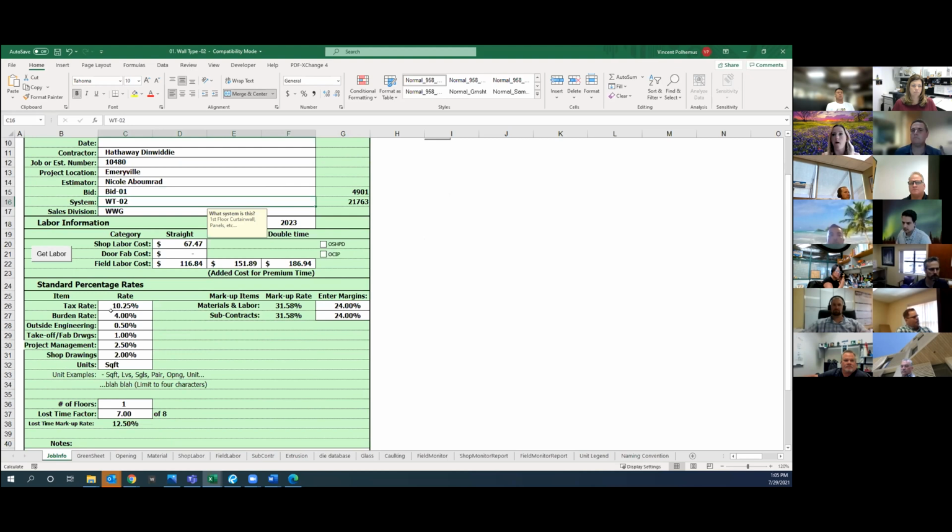All these rates right here, these are all standard. Nicole didn't change any of these. Our new total for PMD&E is 6%, and these add up to 6%. So she did not modify any of those.